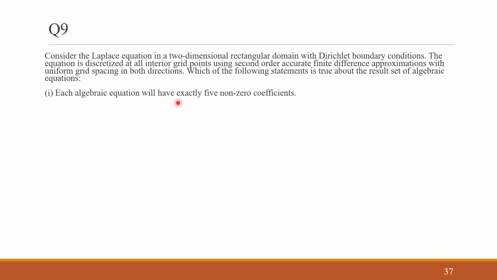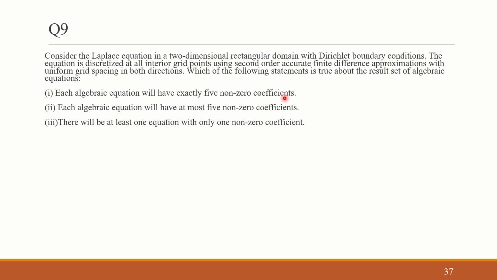Statement 1: Each algebraic equation will have exactly 5 non-zero coefficients. Statement 2: Each algebraic equation will have at most 5 non-zero coefficients. Statement 3: There will be at least one equation with only one non-zero coefficient. Okay, three statements are given.